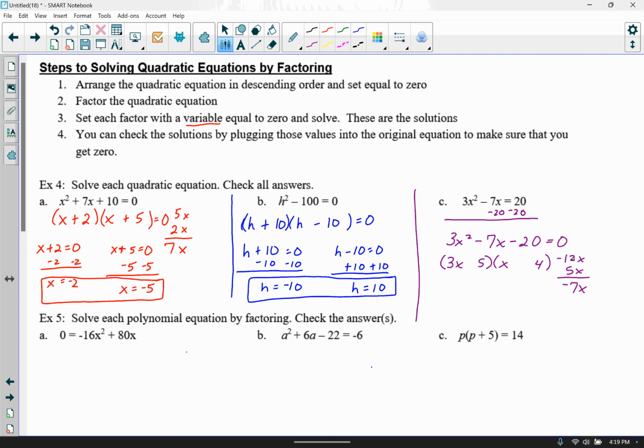We agree it's got to be the 12, right? 12's got to be negative. So where am I getting 12? When I do 3 times 4, that's where I'm getting my 12. So the minus sign goes in front of where you're getting it. Do the last double check at the end: 5 times negative 4 gives me my negative 20.